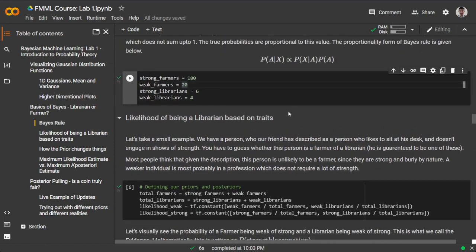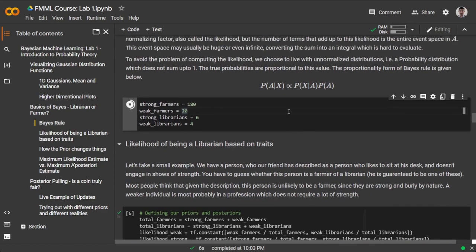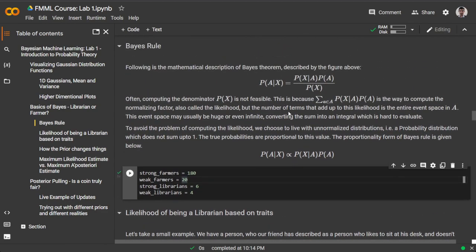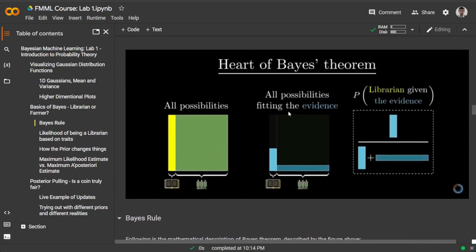In any case, we start with taking an example of this. So, we are going to hard code some numbers which are useful for our examples, and we are going to phrase a problem. The problem says that you see a person who looks not particularly well built. We'll say that he looks a little weak, and we know that this person is either a librarian or a farmer. The question is, which one is he?